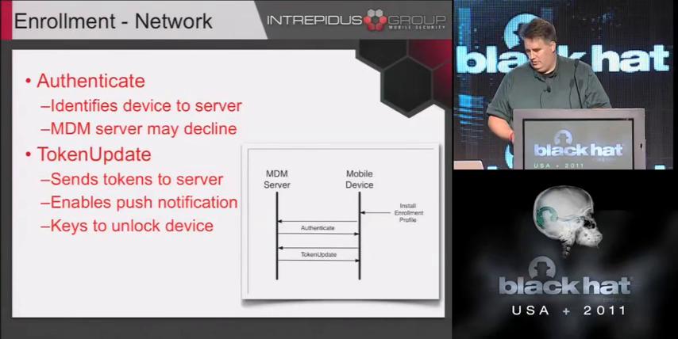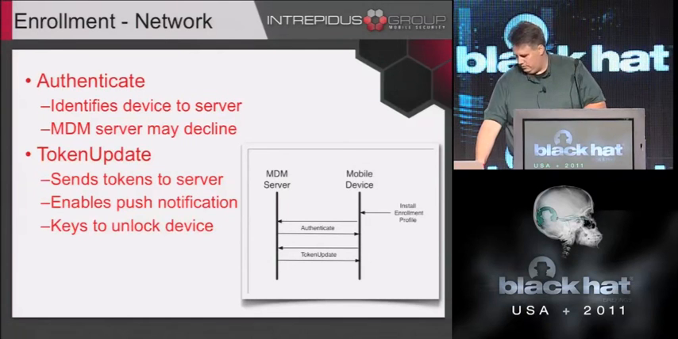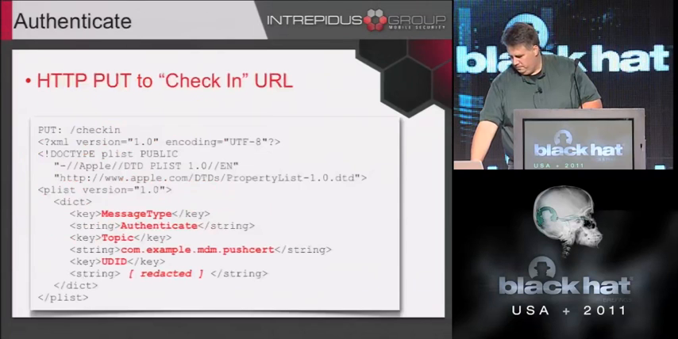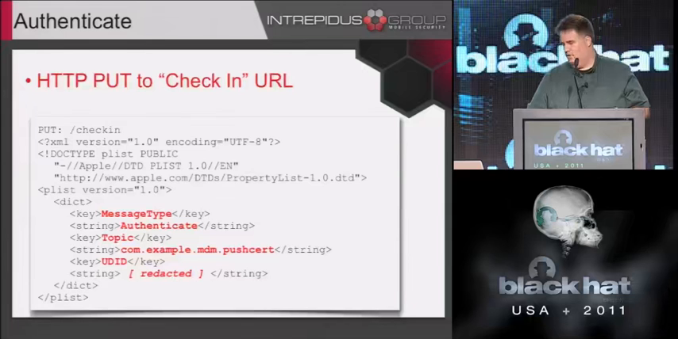Once the authentication is accepted, then it sends a second message that's called token update message. And that sends all the important stuff to the server. So I mentioned the push notification tokens, the push magic, and stuff like that, but also sends the keys that are needed to unlock the device when you do a clear passcode command. Everything is sent over HTTP, or if you enable HTTPS. And it's just a simple put.